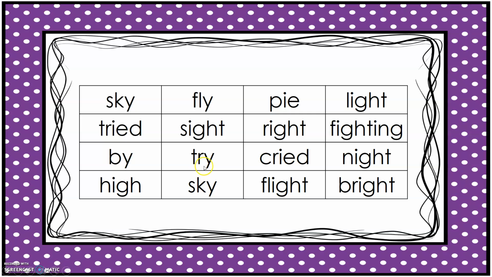Word, word, word, word, word, word, word, word. Notice they all have the long I sound spelled differently. They're spelled with a Y. They're spelled with an I. Change the Y to I and add ED. They're spelled with an I-G-H, okay? Spelled with an I-E, as in pie.